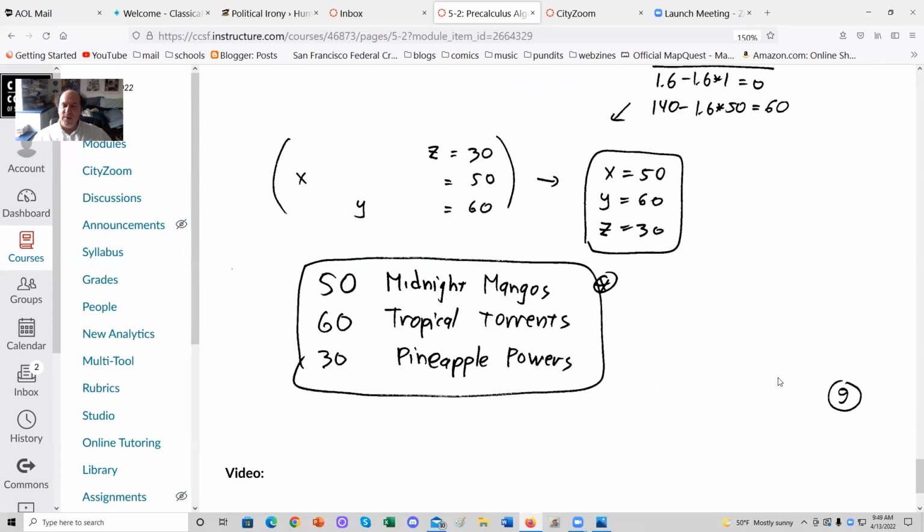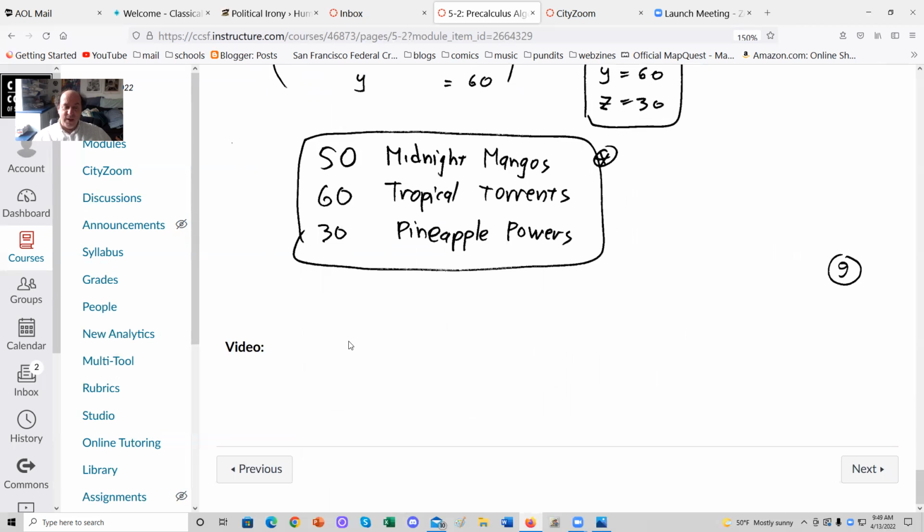So going back to the original definitions, that means they made 50 midnight mangoes, 60 tropical torrents, and 30 pineapple powers. And yes, 3x3 systems are twice the work, at least, of 2x2 systems. Unfortunately, I don't know any way around that. So that concludes that.